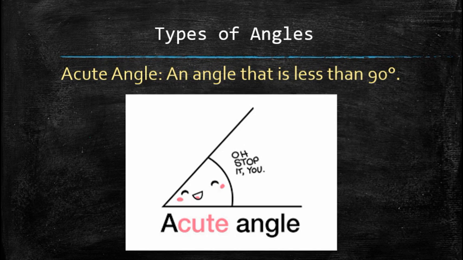Okay, so an acute angle is an angle that is less than 90 degrees. And a good way to remember this is that they're cute. So here's a little funny picture that may help you remember that. She says, "Oh, stop it, you," and she's really cute. She's got the rosy pink cheeks, and that's an acute angle. You can see that the angle is less than 90 degrees.